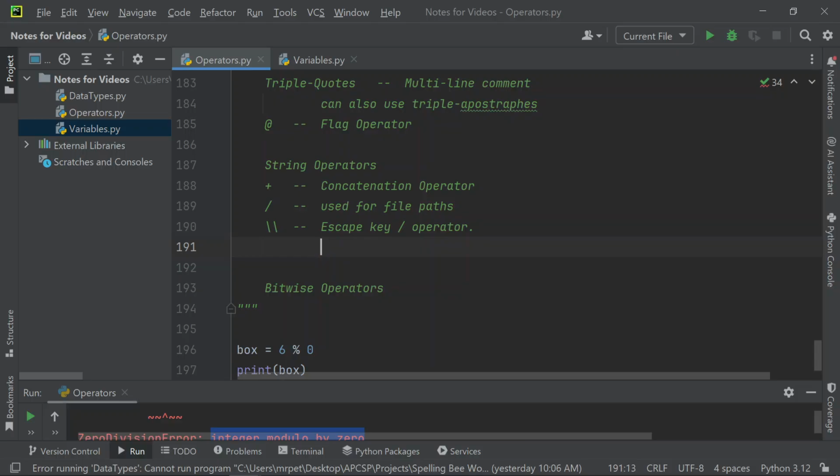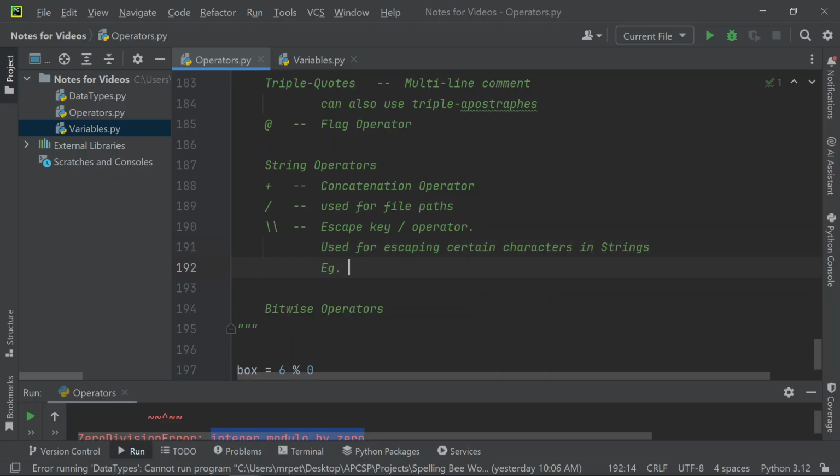So this is used for escaping certain characters in strings. What do I mean by this? Let's say you have a string like "John said "hello."